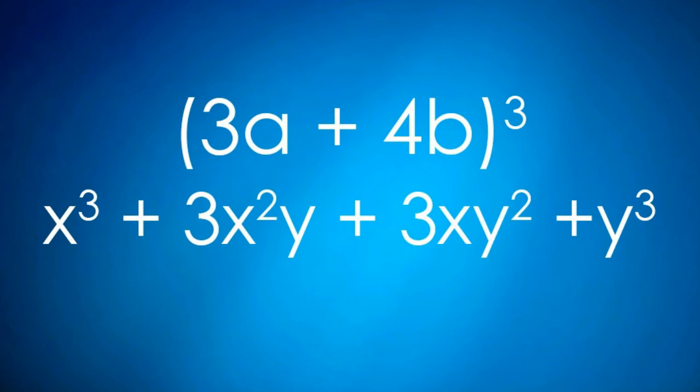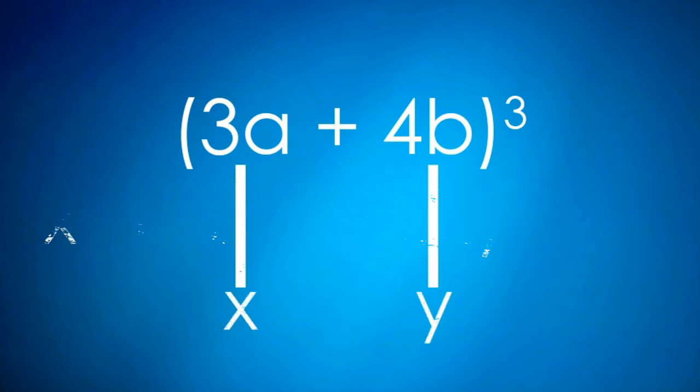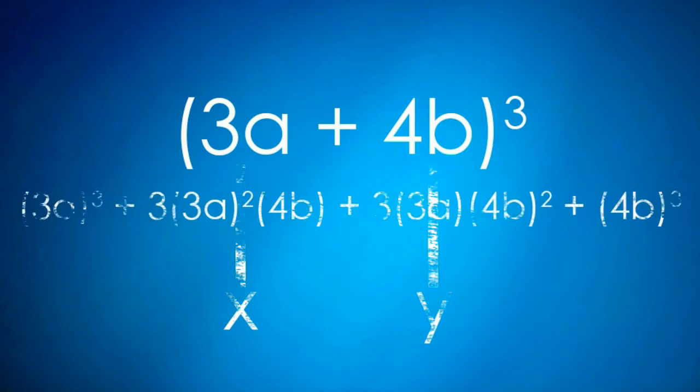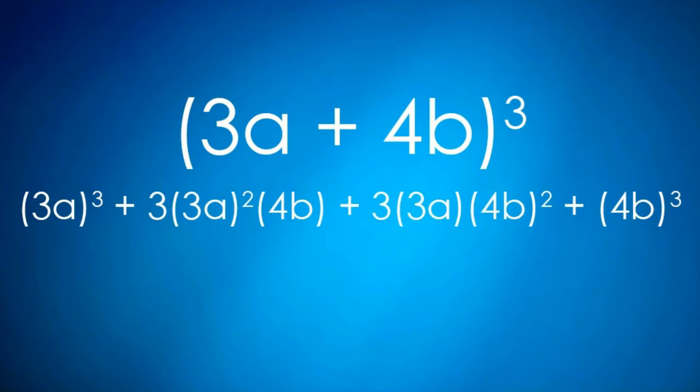Another example, consider we have (3a + 4b) cubed. We will use again the formula x cubed plus 3x squared y plus 3xy squared plus y cubed. We will let 3a equal to x and 4b equal to y and substitute the terms to the variables and simplify. After substituting, the equation will be equal to (3a) cubed plus 3 times (3a) squared times (4b) plus 3 times (3a) times (4b) squared plus (4b) cubed.